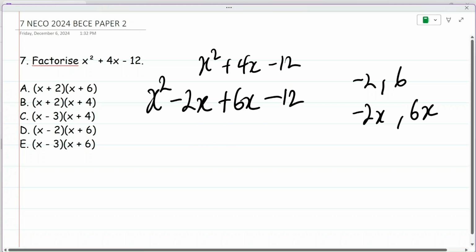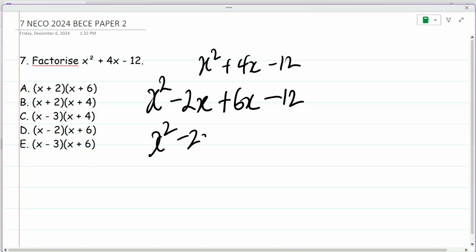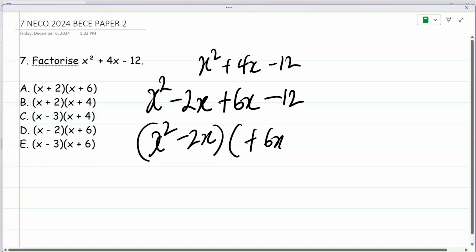Then minus 12. We group them in twos. You have x squared minus 2x in one bracket. Then in the second bracket, plus 6x minus 12. We have this. What is common in the first bracket? You have 2x's here and you have 1x here. Now if you have 2x's here and 1x here, that means you can get 1x from this and 1x from this. You bring out that x that is common in both of them.